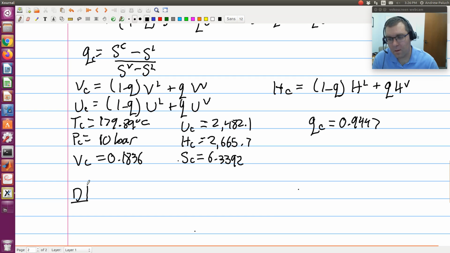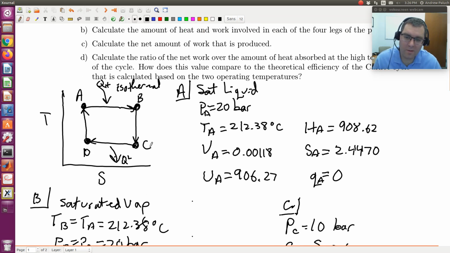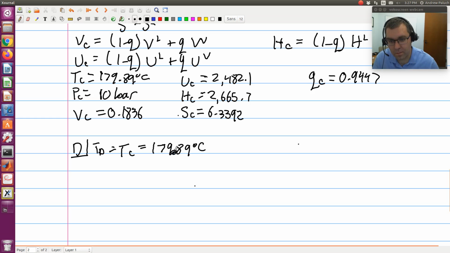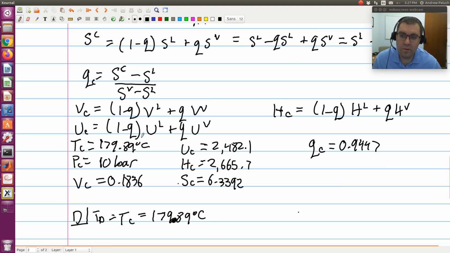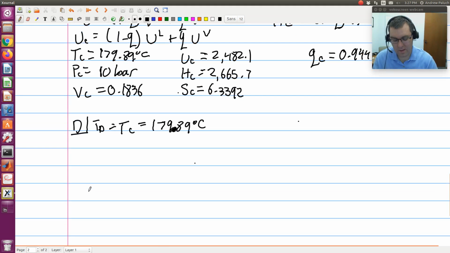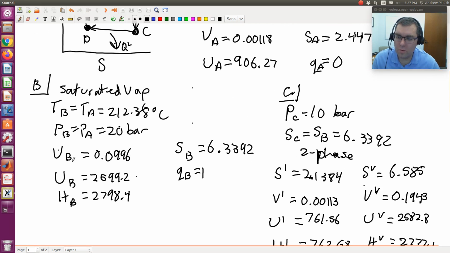All right. State D. So for our last leg, going from C to D, we know that we have an isothermal process. So it tells me that TD is equal to TC, and that's going to be equal to our 179.89 degrees C. We know that going from D to A, we have an isentropic process. So it tells me that SD is going to be equal to SA, and that'll be equal to 2.4470.